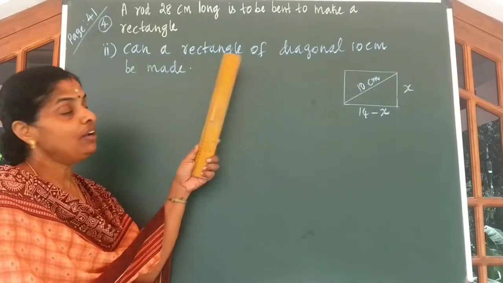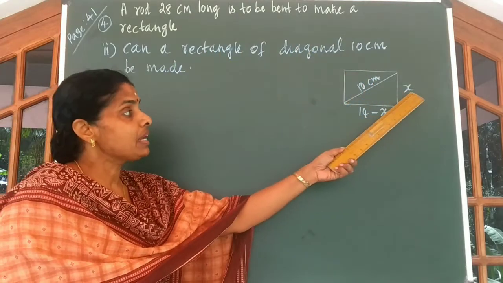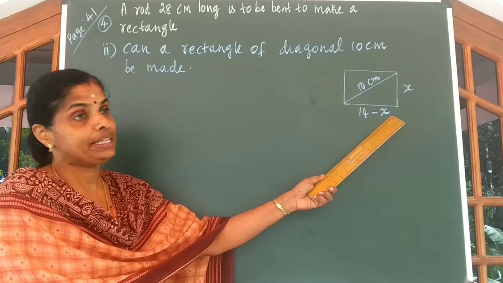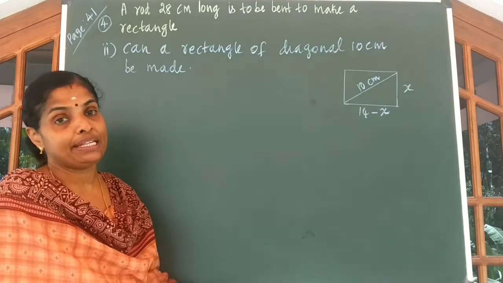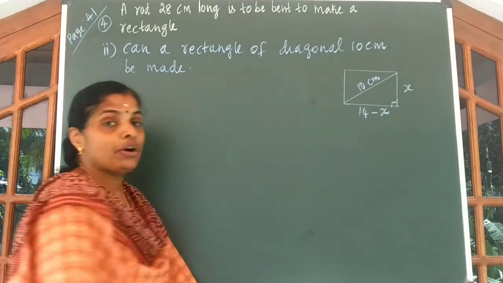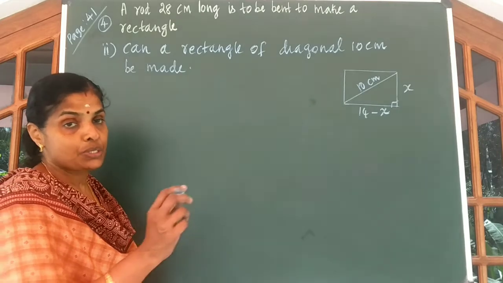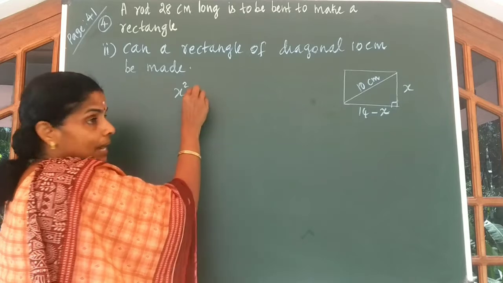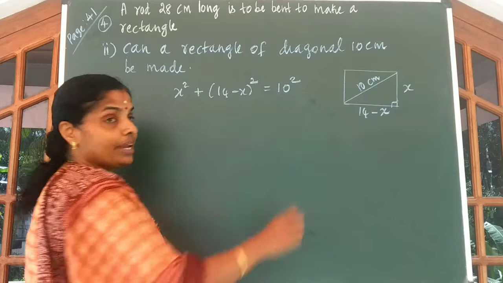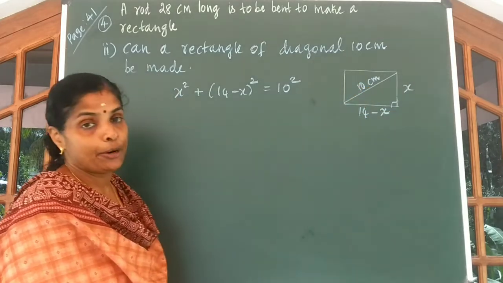Can a rectangle of diagonal 10 cm be made? We know length is equal to x and breadth is equal to 14 minus x. We are going to check whether 10 cm can be the diagonal of such a rectangle. Again, let us use our Pythagoras theorem to find out whether 10 centimeter is the length. So we get x square plus (14 minus x) the whole square is equal to 10 square. That is base square plus altitude square is equal to hypotenuse square.